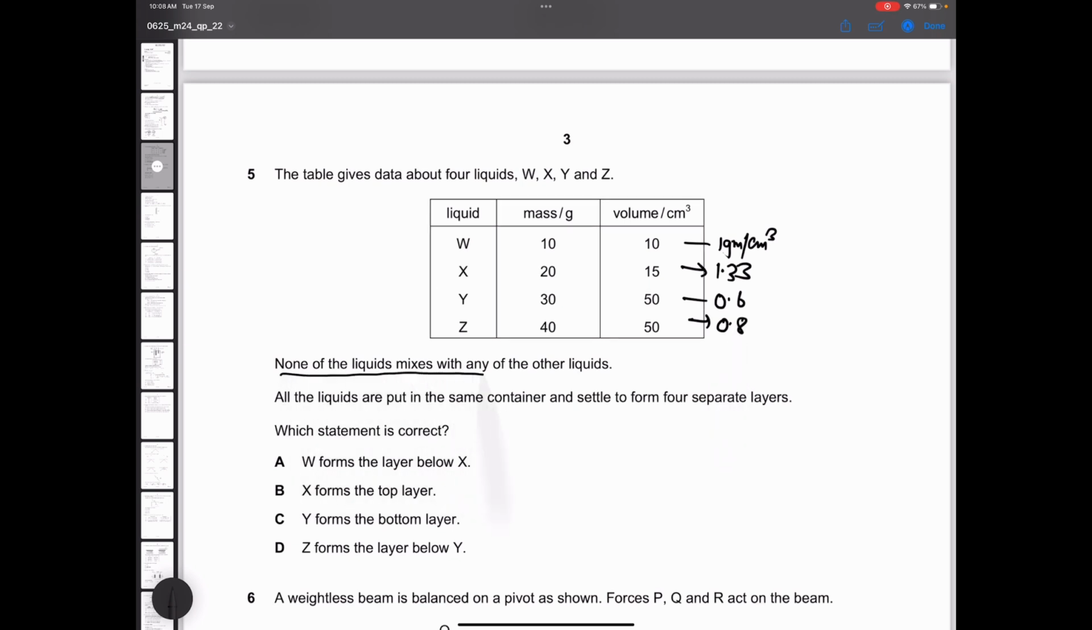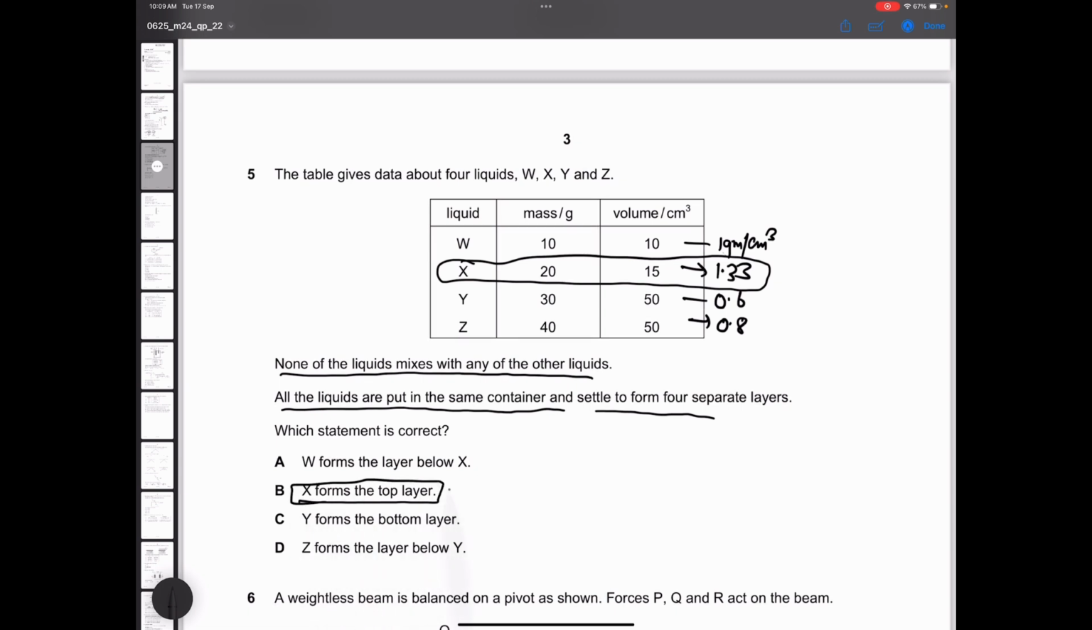None of the liquids mixes with any of the other liquids. All the liquids are put in the same container and settle to form four separate layers. So definitely the one with the highest density will settle to the bottom. Which one is the one with the highest density? According to our calculation, X is the one with the highest density. So, X forms the top layer? This option automatically gets incorrect because X is the densest one, so it will settle at the bottom. Y forms the bottom layer? No, this will be incorrect as well, because X will form the bottom layer as it is the most dense.